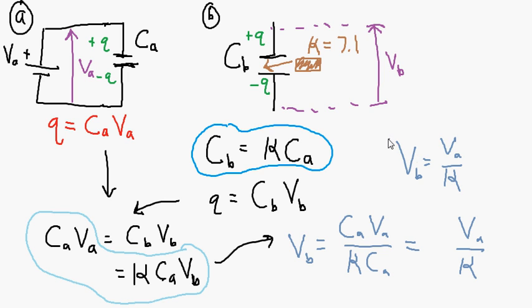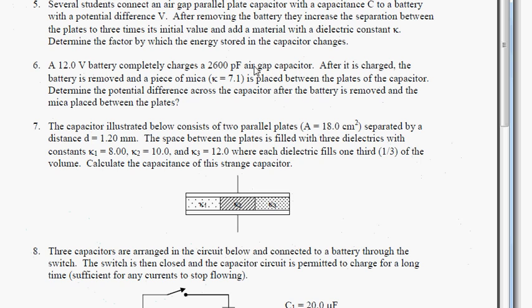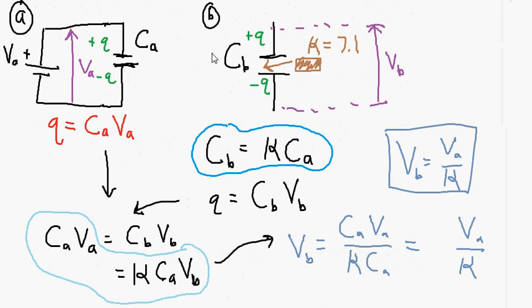That's kind of interesting because it turns out that what the original capacitance was doesn't matter. All that's going to happen is you're going to take VA, and no matter what the initial capacitor was, shoving mica in there will have the same effect. It'll increase the capacitance by a factor of 7.1, which means if the charge stays the same, the voltage will decrease by a factor of 7.1.